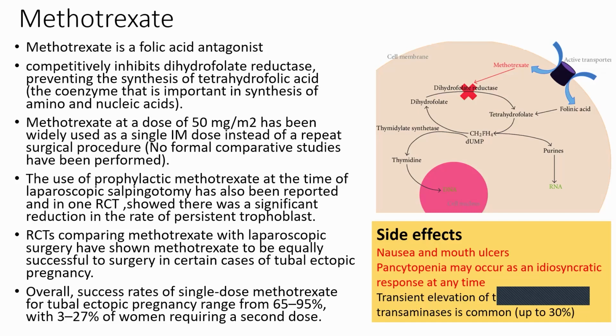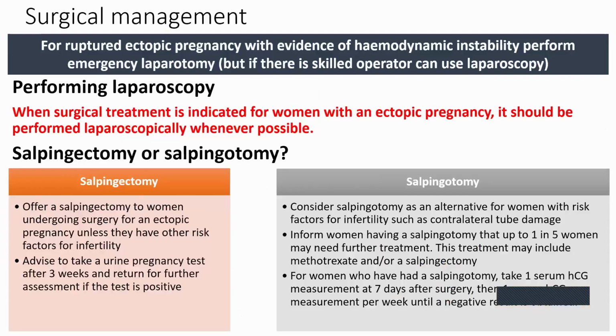So as I explained earlier, methotrexate is a folic acid antagonist. So it can cause nausea, mouth ulcers and pancytopenia. That's why we have to do the full blood count before we give methotrexate. And there can be transient elevation of transaminases. That's why we need to do AST and ALT before we start.